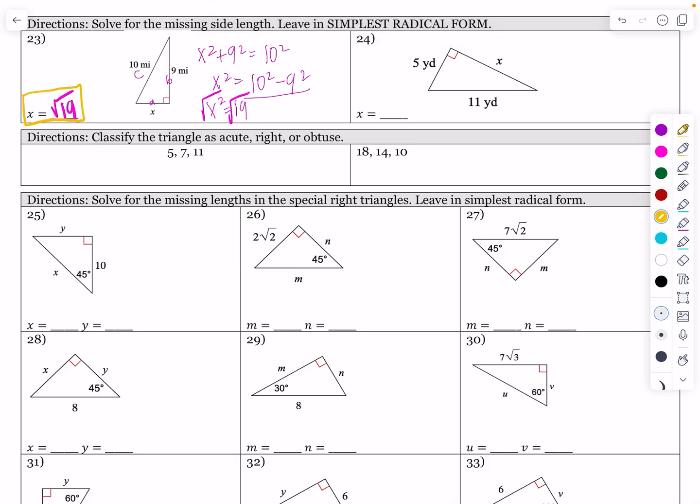All right, the final answer to number 23 was root 19. We took the square root of both sides. We said x is going to be equal to root 19. There were no perfect square factors besides 1, and so we get to leave that as the square root of 19.